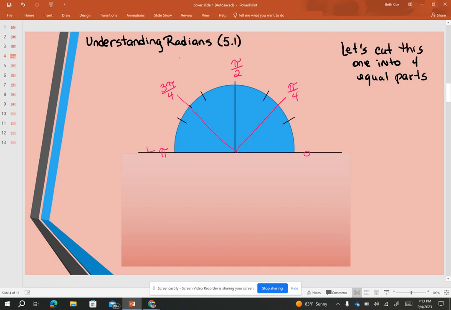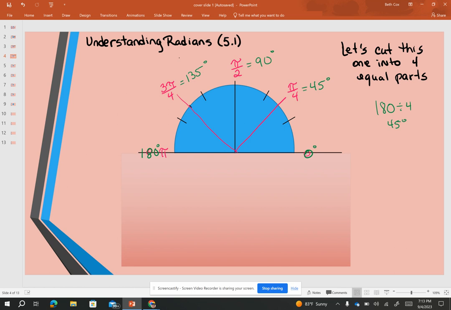And again, this is 180 degrees, wrong color. This is 180 degrees, and this is 0 degrees. And so if I did 180 degrees and divided it by 4, I'd have 45. And that's what this is. This is 45 degrees. We already know that's 90. And this is 135. And so those are our radians for our fourths.